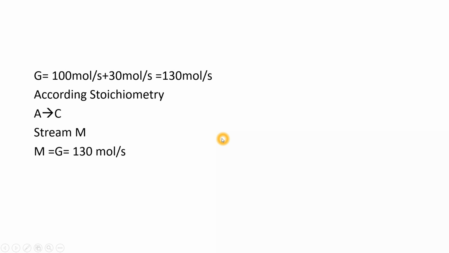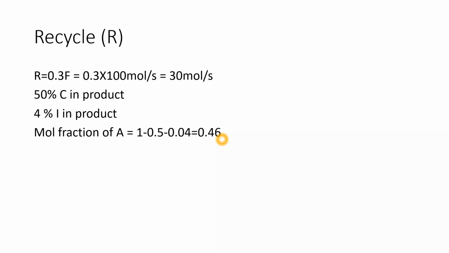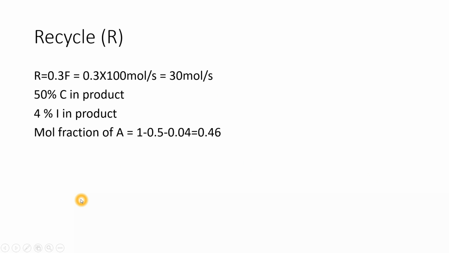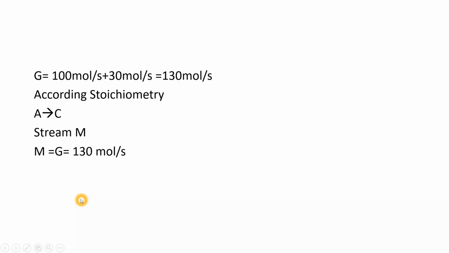Now come to the point G. If you see here at point G, 2 streams are coming, F and R. F plus R should be equal to G, right? I know F, that is 100 mole per second, and I have already calculated R as 30 mole per second. So G should be 130 mole per second, right?